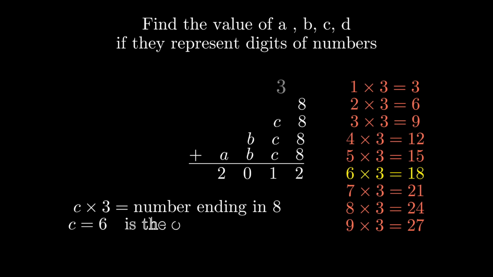Plug in C equals 6. 3 times 6 plus 3 equals 21. Write 1 in the tens place and carry over 2 to hundreds place.